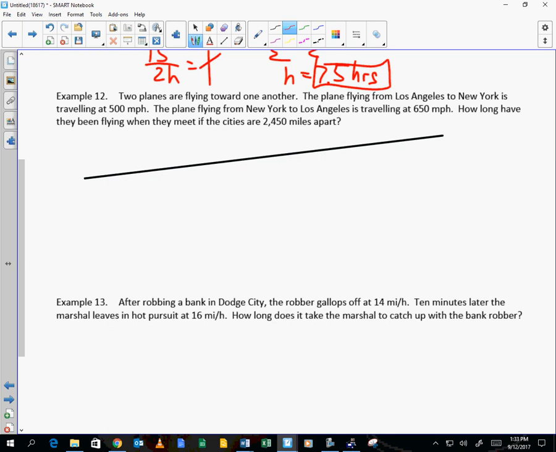All right, two planes are flying toward one another. They're going from L.A. to New York. And there's another plane going from New York to L.A. The plane going from L.A. is traveling at a rate of 500 miles an hour. The plane from New York is heading at a rate of 650 miles an hour. How long have they been flying when they meet if the cities are 2,450 miles apart?